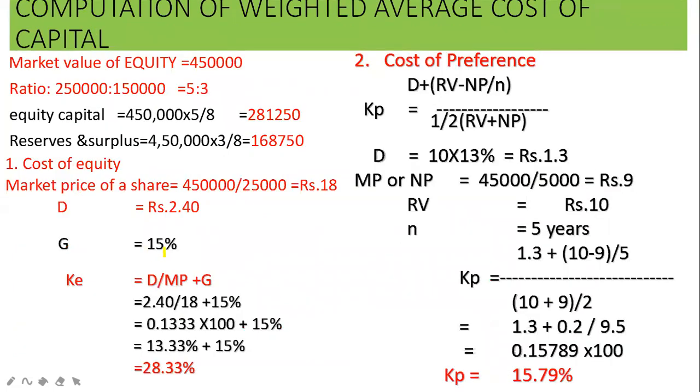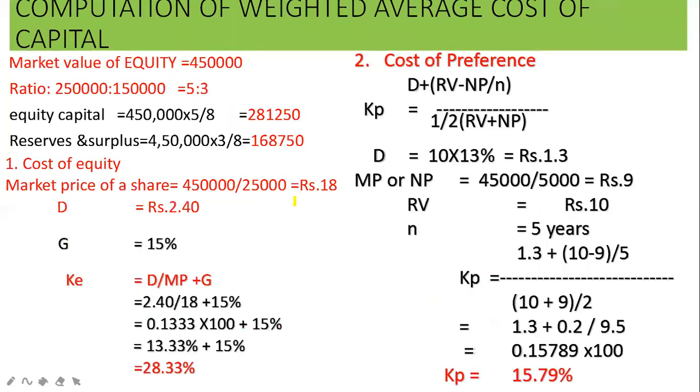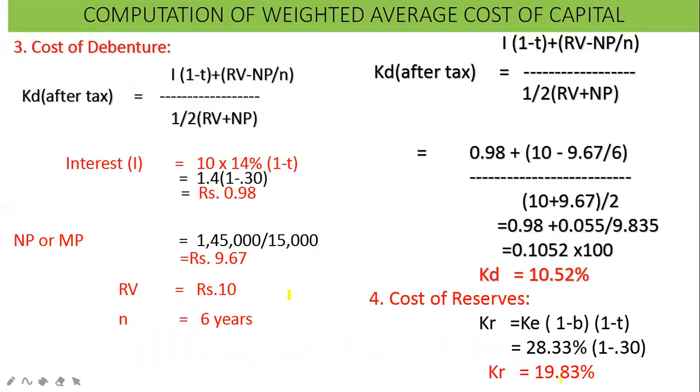Rupees 14. 10 rupees is the face value. Rate of interest is 14%. When you multiply these two, you will get 1.4. To calculate the after tax rate, this 1 minus T is to be applied here. What is this T? T is the tax rate. The tax rate is 30%, given in your problem. So 1 minus T, 1 minus 0.30.